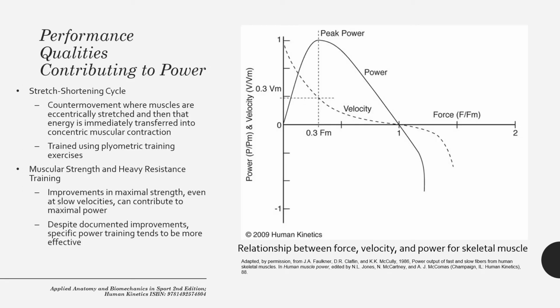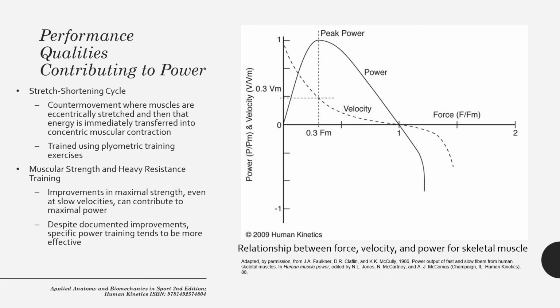So, other things we need to consider with contributing to power output. First is the stretch shortening cycle. This is what we particularly train in plyometric training. Basically, this is anytime we have an eccentric loading phase to an amortization phase to a concentric muscular contraction. Or another way to think about this is a counter movement transitioning into the actual movement I want.